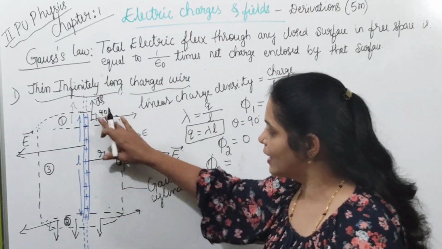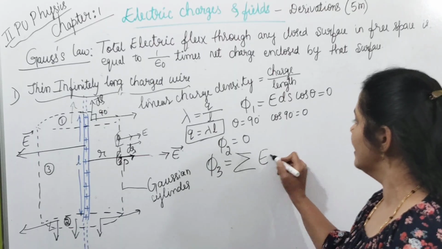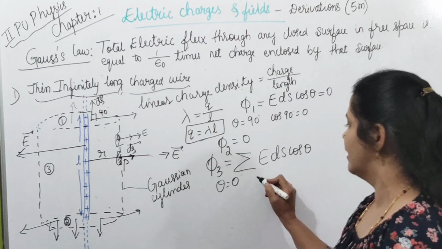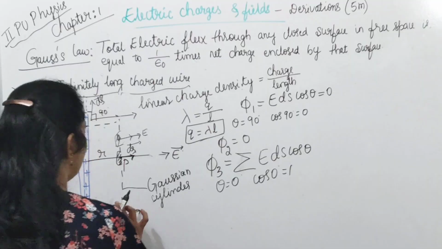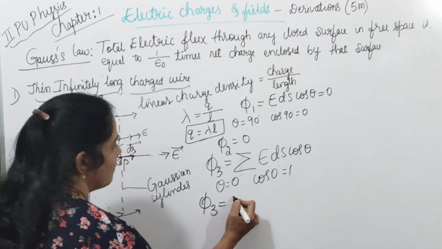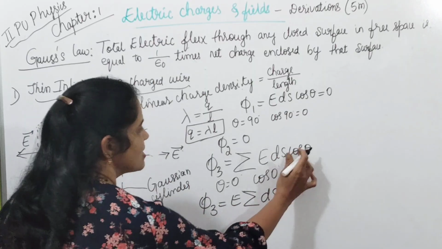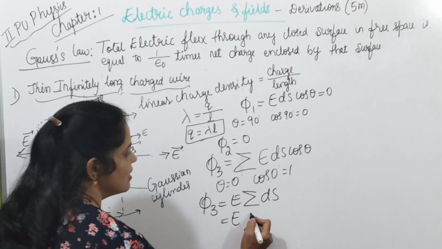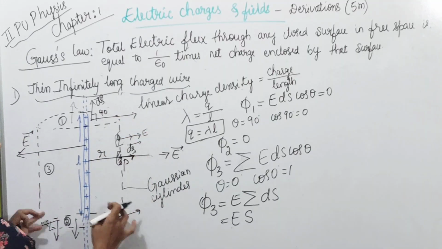Then to find the total electric flux, you need to take the summation of E dS cos theta, where theta is equal to 0 degrees, and cos of 0 degrees is 1. The electric field at each and every point is the same, so that's why E is common. Let me write it outside. You are adding only dS, since cos theta is 1. So the summation of dS gives the total surface area of the cylinder.